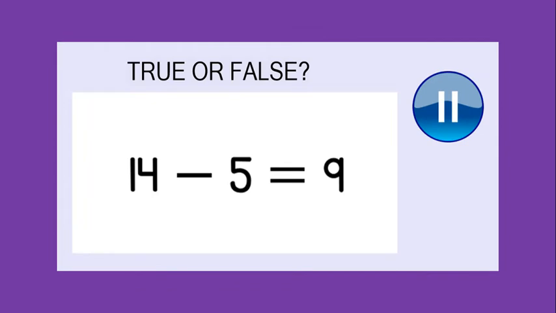True or false? 14 take away 5 equals 9. Now I've said you can do this in a number of ways, on a number line or a number track, on a tens frame with your counting objects, but I would like you to tell me if this number sentence is true or false. 14 take away 5 or subtract 5 equals 9. Pause the video, work it out, and we will check in a moment.